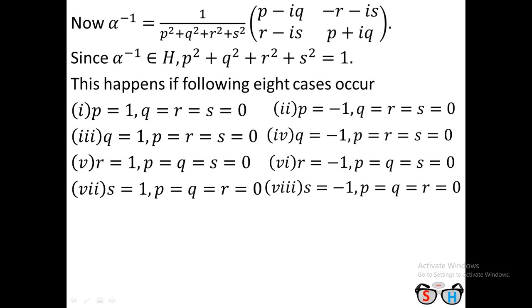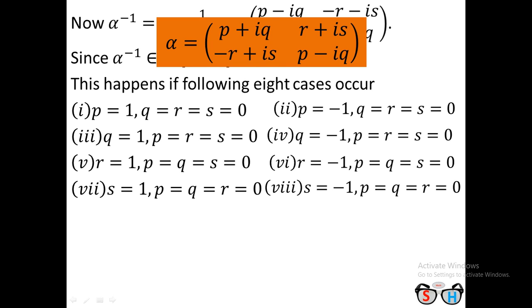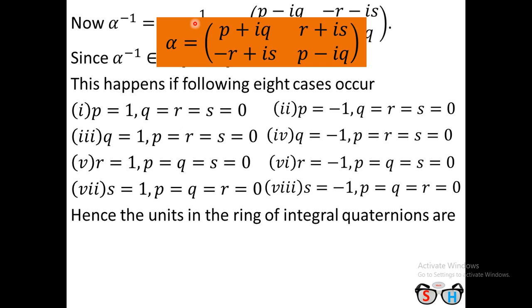I hope that alpha is in your mind. Alpha is the matrix with entries p plus iq, r plus is, minus r plus is, p minus iq. In these 8 cases, the multiplicative inverse of alpha exists, that is, in those cases alpha are units. In case 1, if you take p equal to 1, then alpha will be the matrix 1 0, 0 1. If you take alpha equal to minus 1, that is p equal to minus 1, the result will be minus 1 0, 0 minus 1.